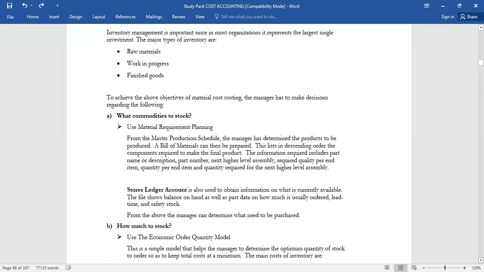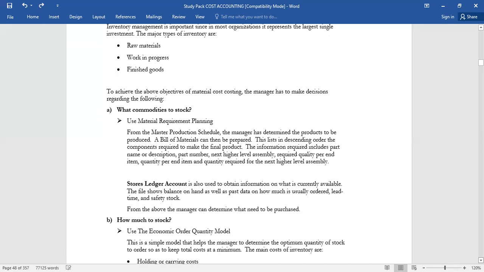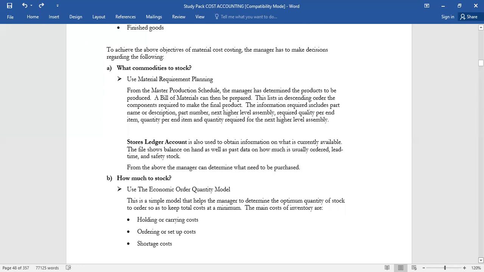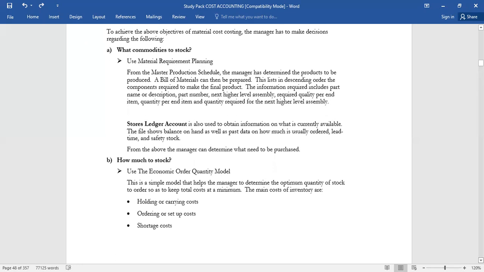So store ledger account is used now to maintain the information which is available. And the store ledger will tell us what is in the store in form of the raw materials and what is in store in form of the finished goods. The store ledger will also have indicated the materials that have been issued in the production line. So it becomes easy. It's a tracker. A store ledger account is a tracker where we can get the summary of everything in the production line.